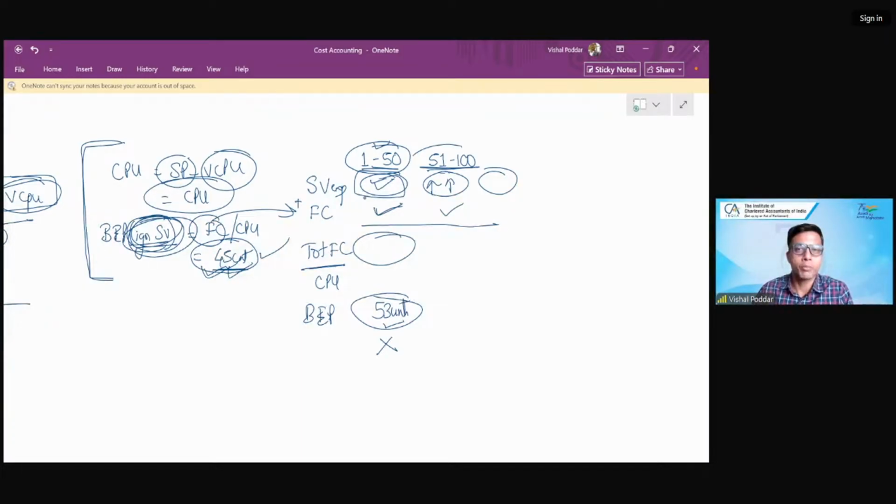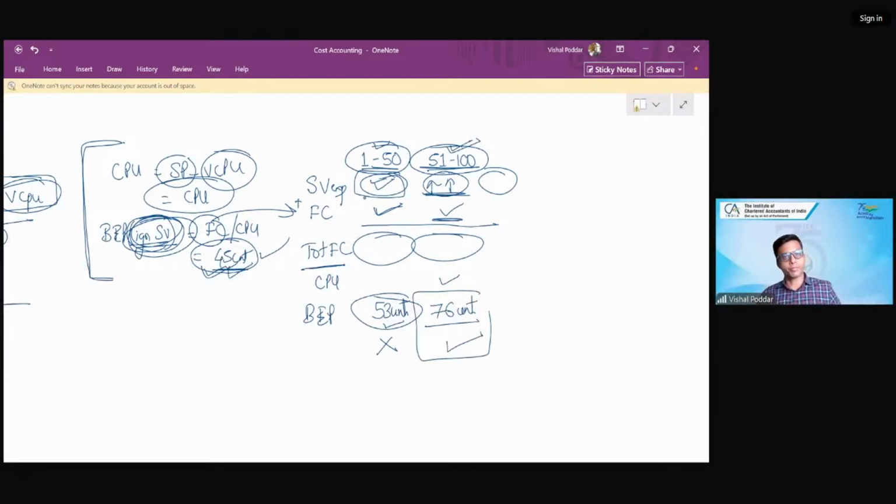Then I'll come to this block where semi-variable is now for two production runs and fixed cost is the same. Now I get another total fixed cost, which is slightly higher because the semi-variable is of two production runs. I divide by CPU, I get my BEP. Now let us say the BEP I'm getting is 76 units. It is very much falling in this range, so I will say yes, my final answer is this.